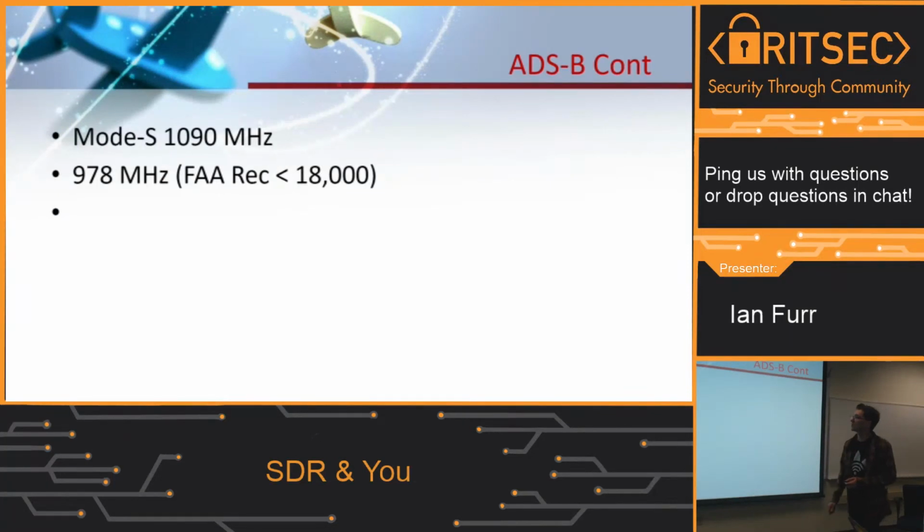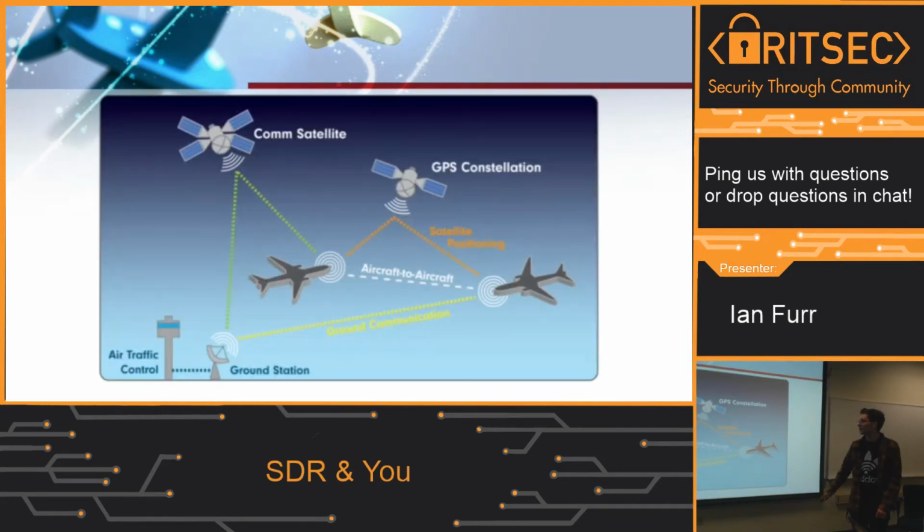So most ADSB is carried on 1,090 megahertz. There's a second frequency at 978. And the FAA recommends using that if you're below 18,000 feet, or flight level 18, or no, flight level 6, because it reduces the congestion on that 1,090 megahertz band. And with the number of aircraft that are out, that can cause some issues, so that's why they recommend the second.